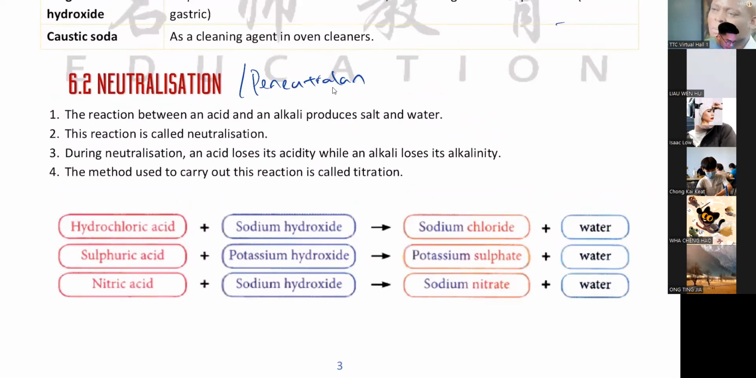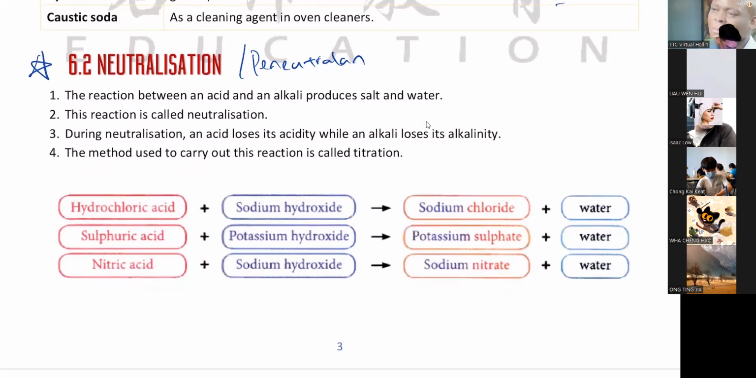Before that, please put a star here. Why do that? Because this thing is confirmed coming out in the exam. Every time in the exam, you will surely see neutralization, because it's very important and it's very easy to score. So this is your neutralization.